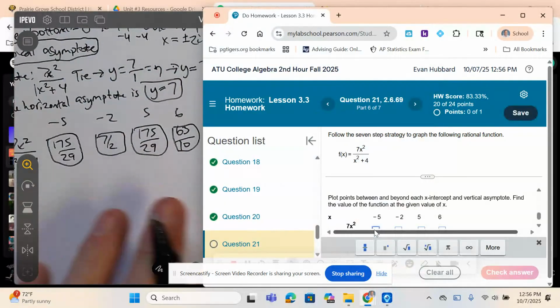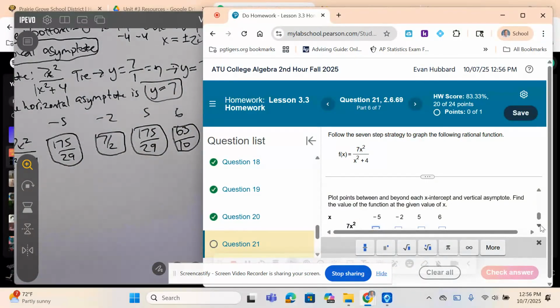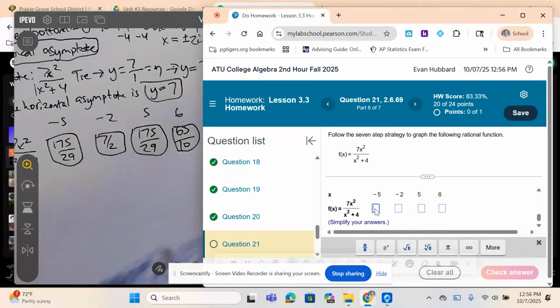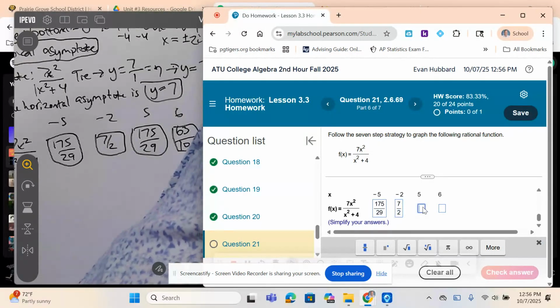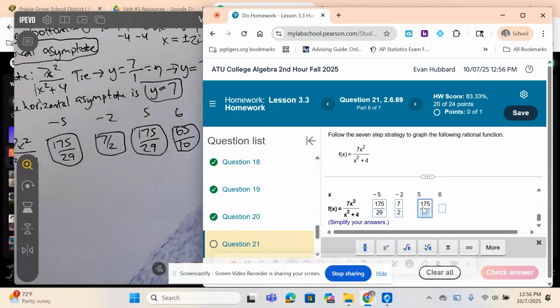Me and Ian don't have time to do that. And Chandler's got to get to his game, so he didn't have time to take a break from this game to plug all those in. 7 halves. 175 divided by 29. And then 63. Aw, man. Yeah.